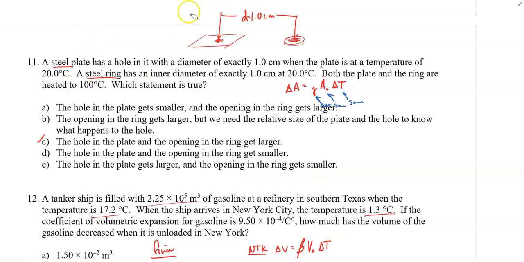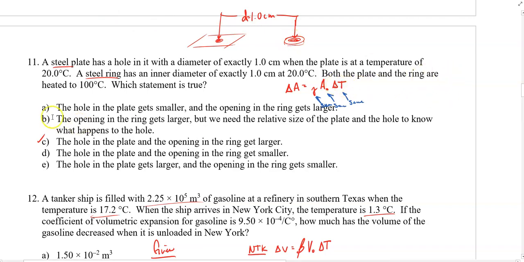Number 11, we've got another thought experiment that's happening here. A steel plate has a hole in it with a diameter that's exactly 1 centimeter, and this is when the temperature of the plate's at 20 degrees Celsius. A steel ring has an inner diameter of exactly 1 centimeter at 20 degrees Celsius as well. So this is a crude drawing here. This is meant to be a big plate with a hole that has a diameter of 1 centimeter in it, and this is supposed to be a ring that also has a diameter of 1 centimeter inside of it.